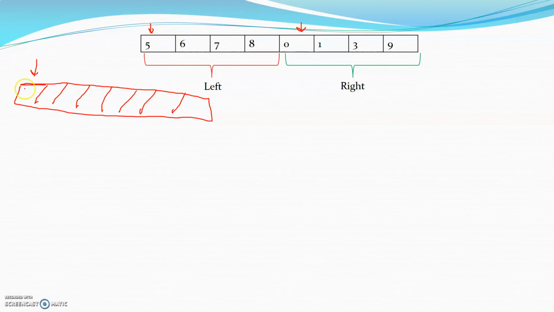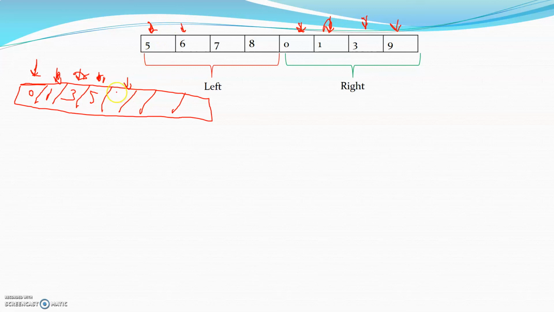So it compares the 0 and the 5. The 0 is smaller. This pointer advances. This pointer advances. The 1 is smaller than the 5, so the 1 goes here. This pointer advances. This pointer advances. Compares the 5 and the 3. The 3 is smaller, so this pointer advances. This pointer advances. 5 is smaller than 9, so the 5 comes here. This pointer advances. This pointer advances.